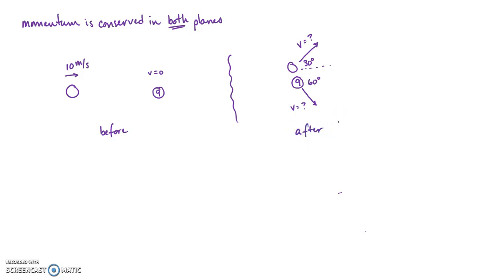So we have the before, we have the after, and basically we're just going to use the heck out of the law of conservation of momentum because we can do it in both planes. So if we've got 2 planes, we can make 2 equations, so we can have 2 unknowns. But wait, we have 3 unknowns because we don't know the mass either. Oh, maybe something will happen with that. I don't know. We'll find out.